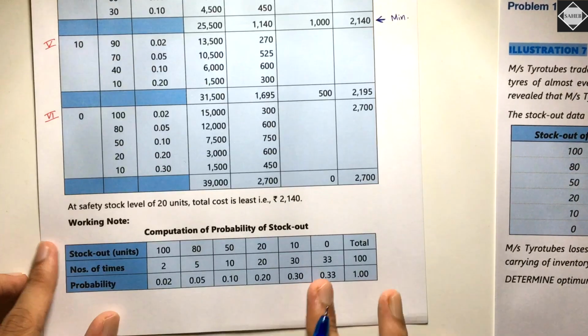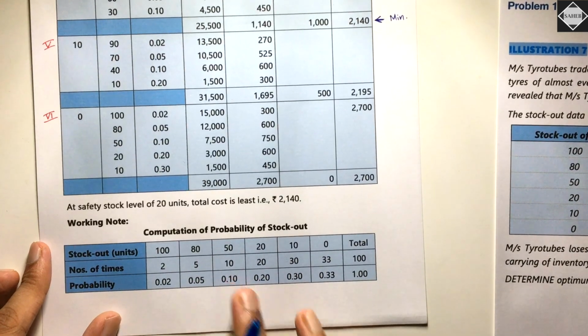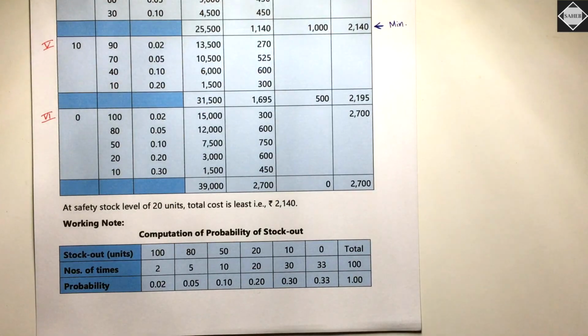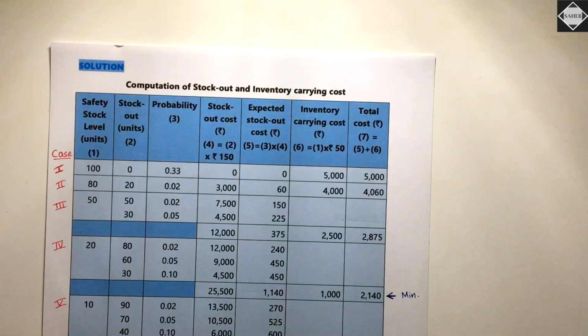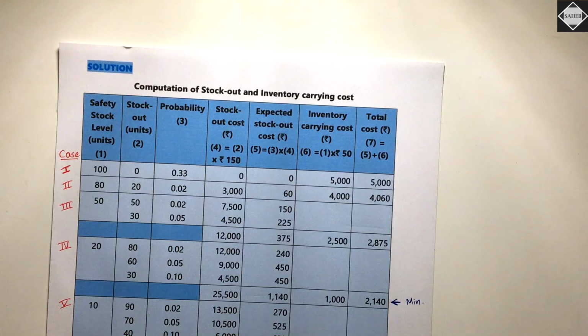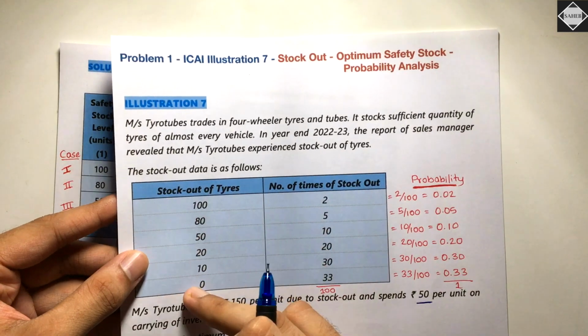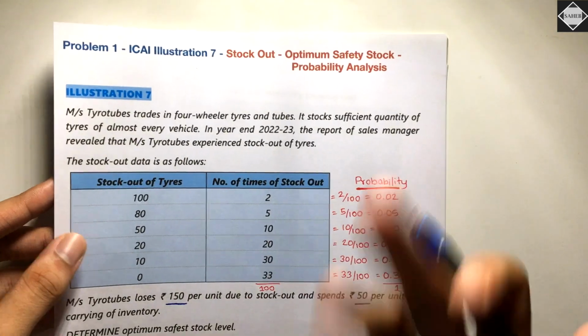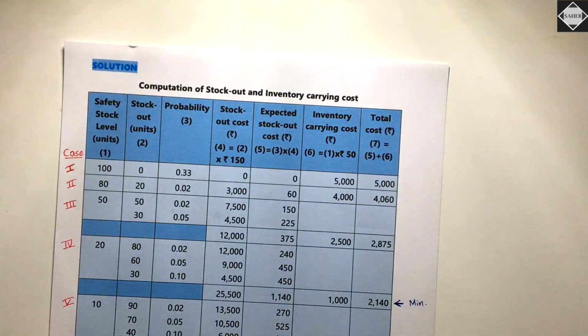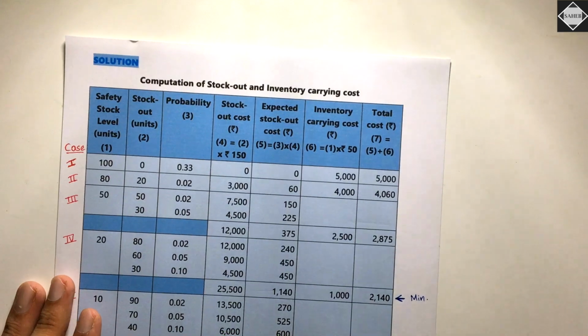Is it clear? And this is the working note for calculation of the probability, which I have done over here only. I hope you have understood this question. It was really simple and straightforward. You have understood now how to calculate the optimum safety stock through this table, how you have to interpret things, how you have to assume the safety stock and then check it with all the scenarios, and how to check the probabilities also. So all the things you have understood now.